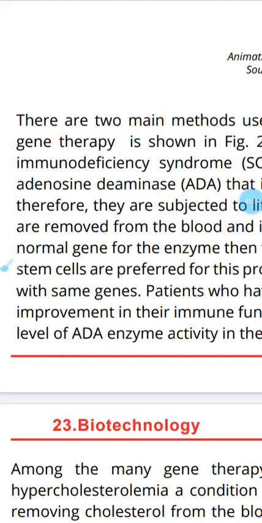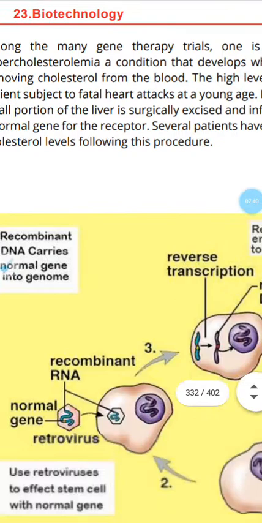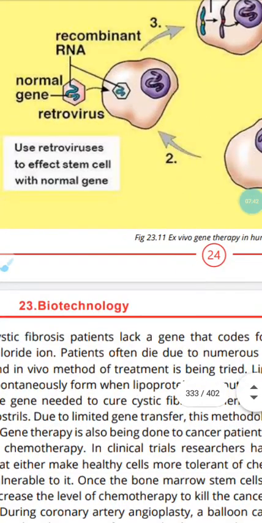It is almost like blood cancer. So the enzyme level will increase by using the normal gene. So that is a significant solution for this dreadful disease, blood cancer. I will tell you one more thing.